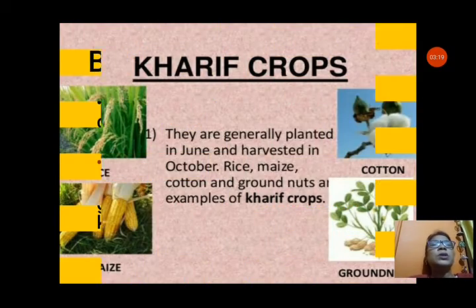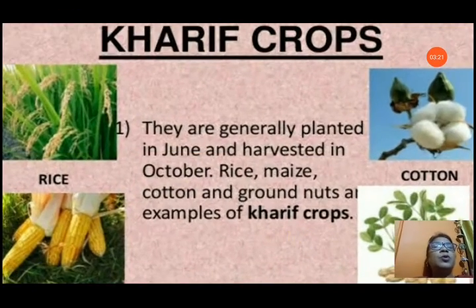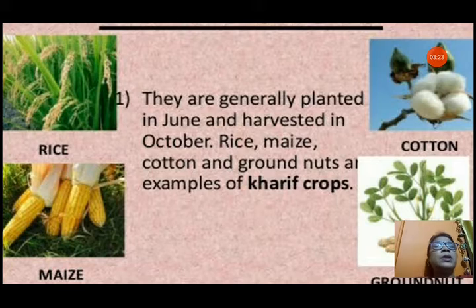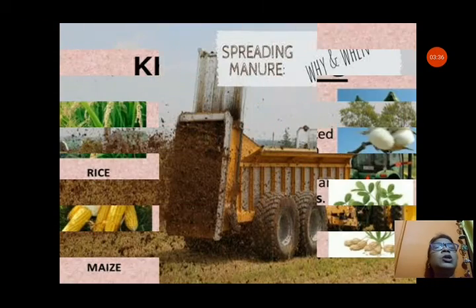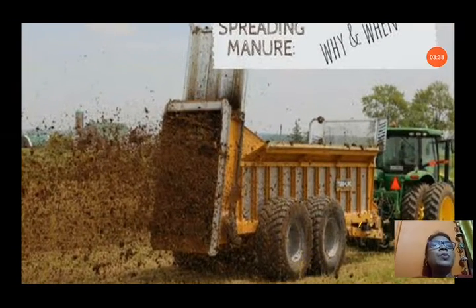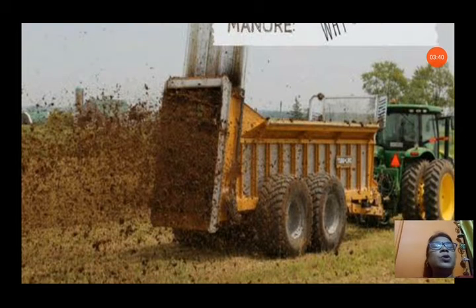Now next, you can see here kharif crops. About the kharif crops, a picture is given here also. Rice, maize, cotton and groundnut are kharif crops. They are generally planted in June and harvested in October. Now next we will see the picture of spreading manure. You can see how the manure is spread over the field, and this process is known as manuring.